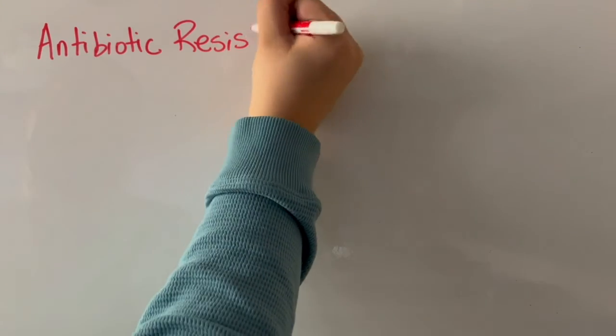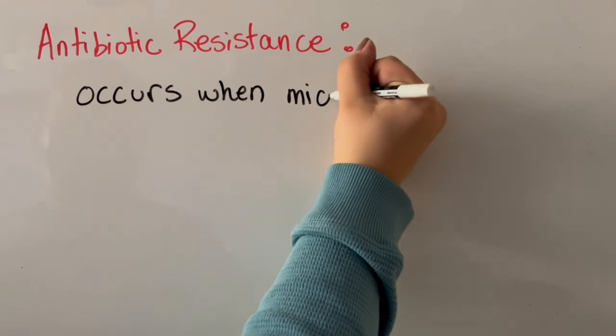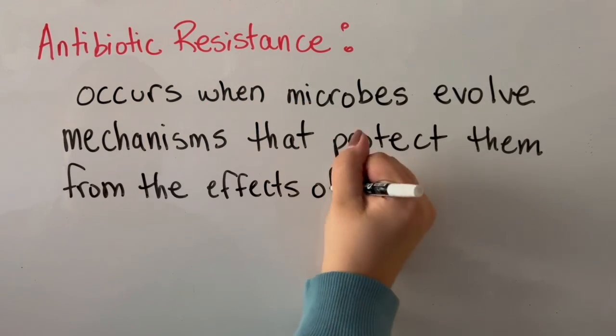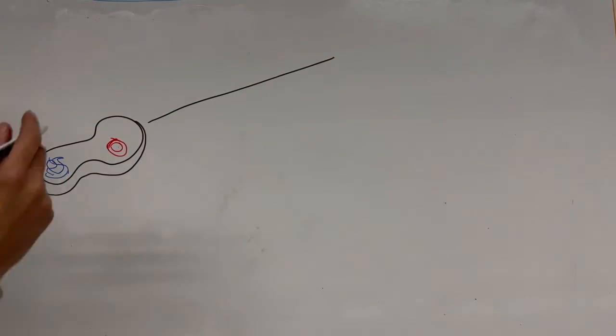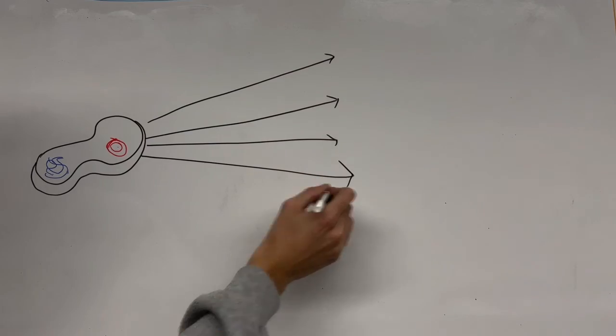First and foremost, antibiotic resistance occurs when microbes evolve mechanisms that protect them from the effects of an antibiotic. Antibiotic resistance begins with a bacteria that acquires a mutation in its DNA sequence that codes for a protein which gives them a tool to fight the antibiotic. There are several mechanisms by which this tool can work.